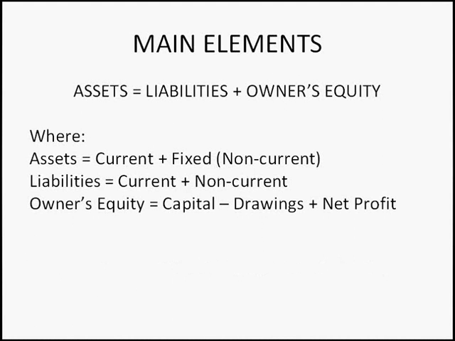Assets consists of both current as well as non-current or fixed assets. Current assets, we said, are items that we can sell or change into cash within a relatively short period, less than a year, whereas your non-current or fixed assets is something that you'll keep for more than a year, like your buildings and so forth.